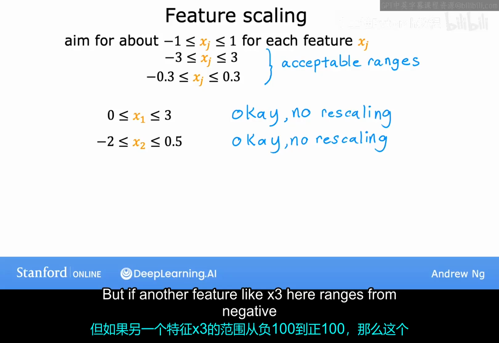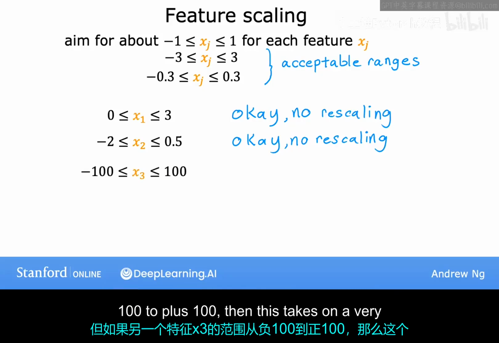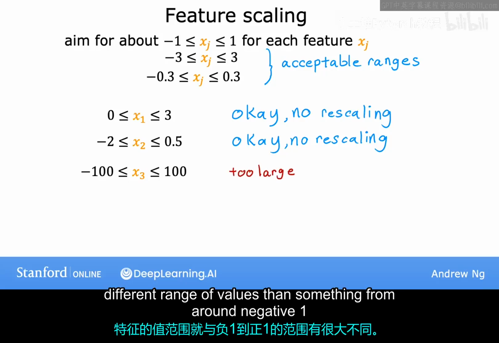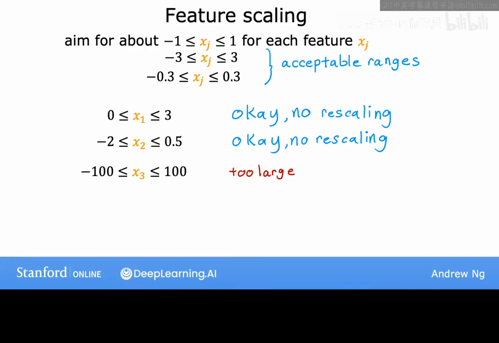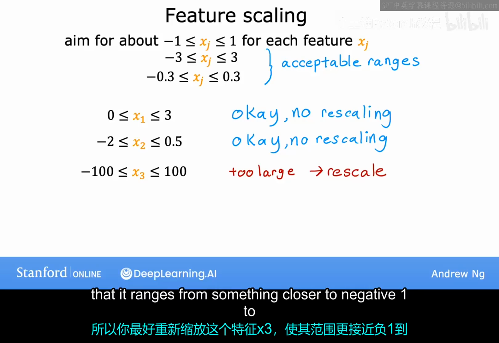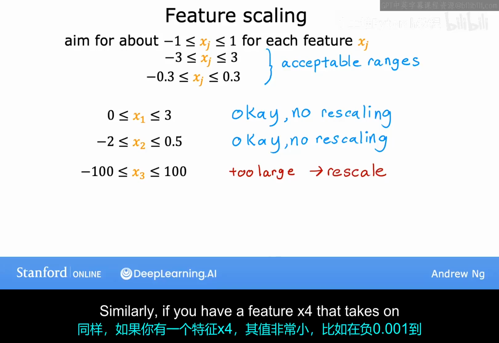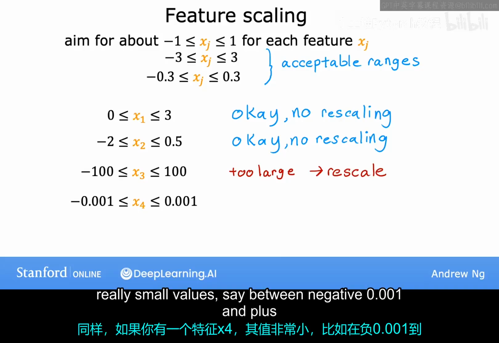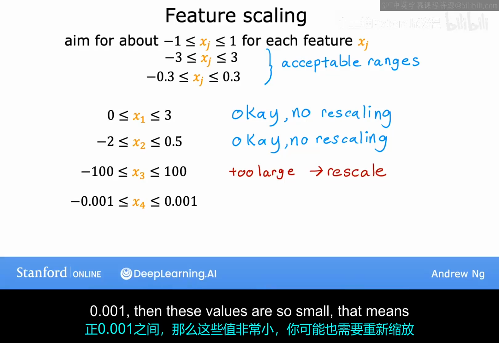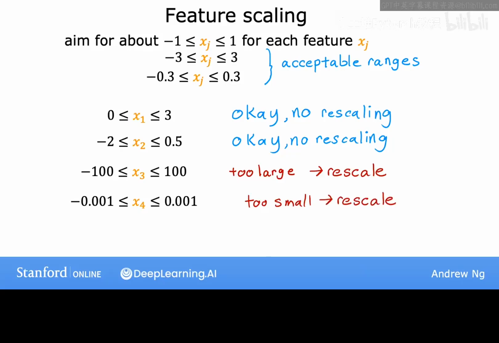But if another feature, like x3 here, ranges from -100 to +100, then this takes on a very different range of values than something from around -1 to +1. So you're probably better off rescaling this feature x3 so that it ranges from something closer to -1 to +1. Similarly, if you have a feature x4 that takes on really small values, say between -0.001 and +0.001, then these values are so small that you may want to rescale it as well.